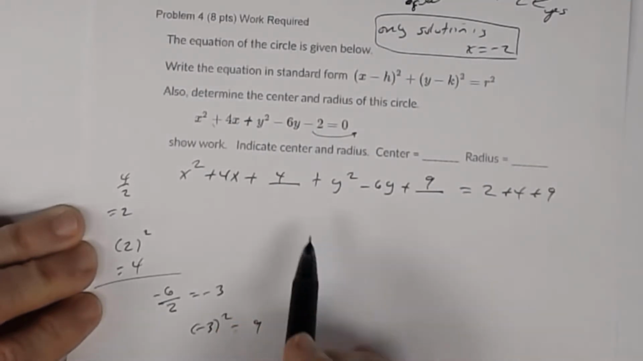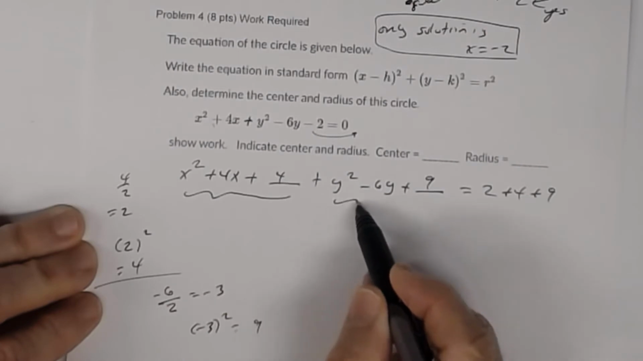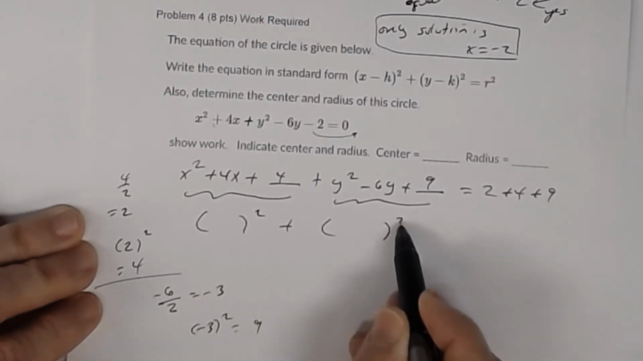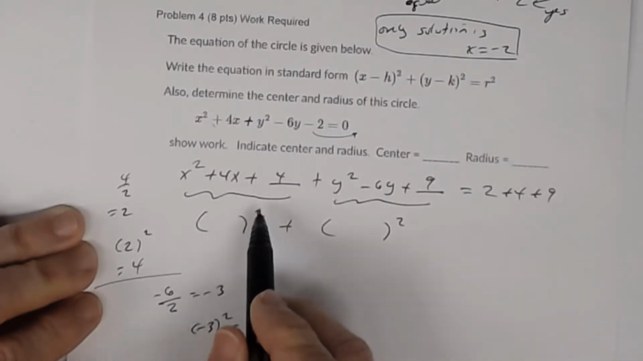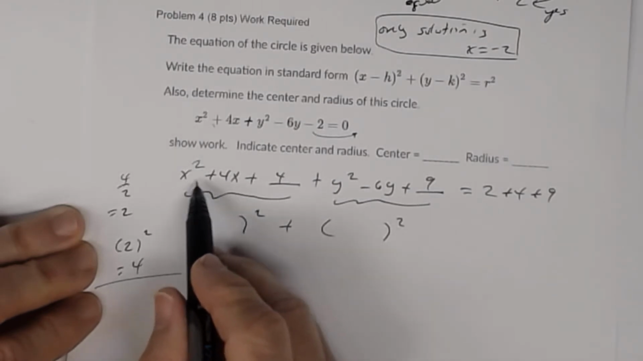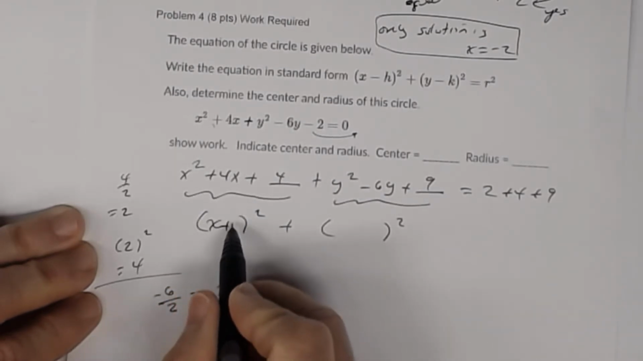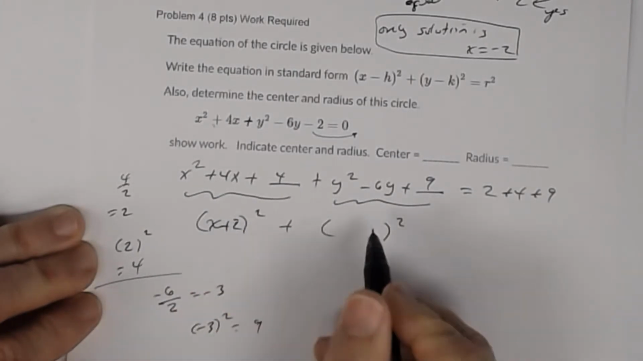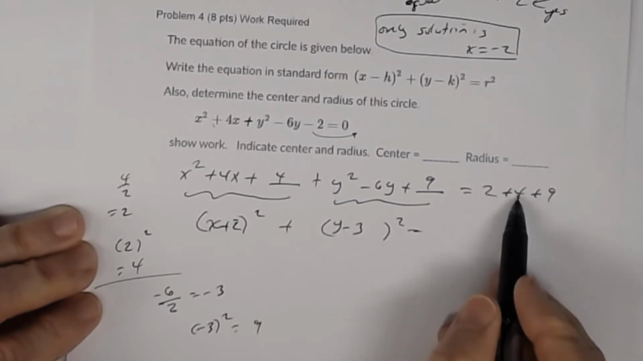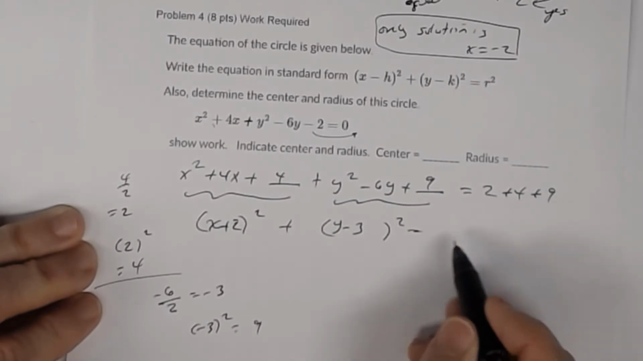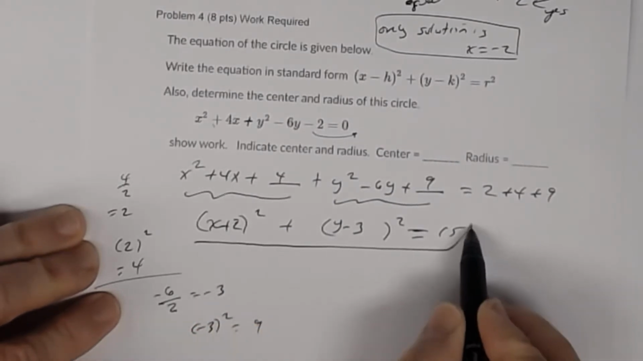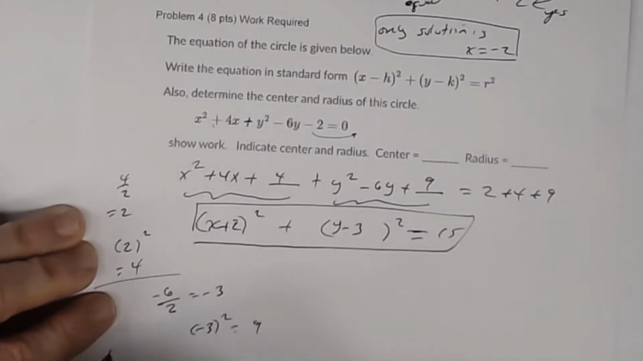If you're doing this correctly, this trinomial in both cases needs to be a perfect square trinomial, meaning that when you factor, you'll get a binomial times itself. And it does, because when you factor the x squared plus 4x plus 4, you get x plus 2 squared. And then over here, you get y minus 3 squared. And then equals 2 plus 4 is 6, 6 plus 9 is 15. All right, so that is the answer in standard form.